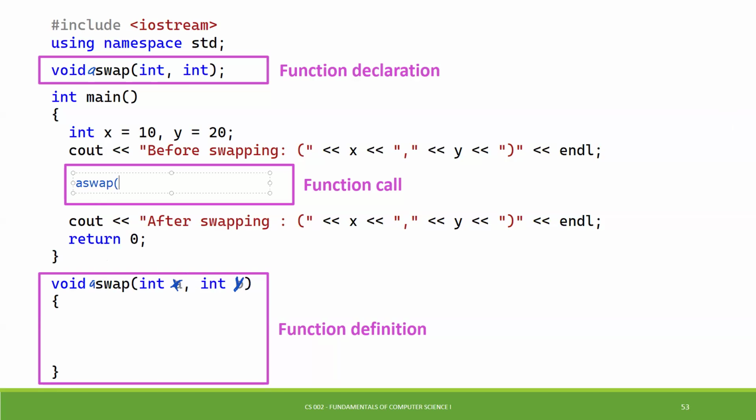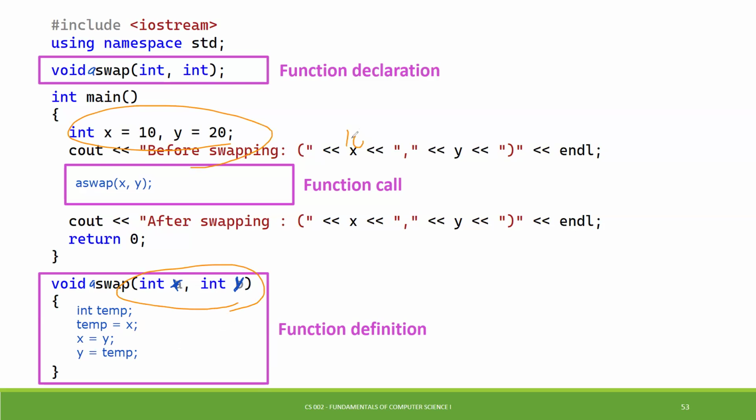So if you have x, y here, and you have int temp, temp = x, x = y, y = temp, even if you do this, still it is the same, right? Because the x in the main and the x in the function are totally different variables. There are no relationships. So still you will see 10, 20, 10, 20.